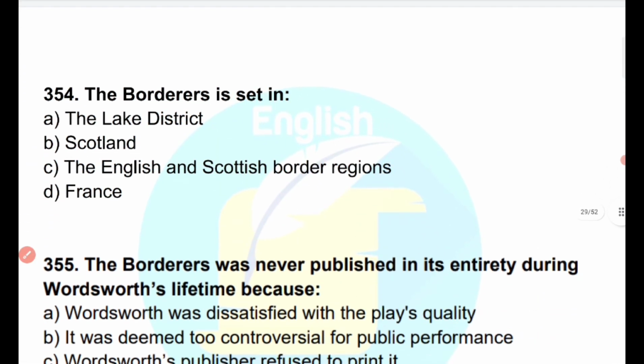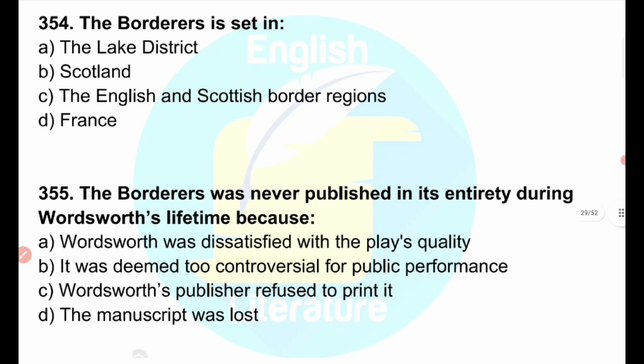The Borderer is set in option C, the English and Scottish border regions. The play takes place in the Anglo-Scottish borderlands during medieval times. The region was historically known for its violence and lawlessness, providing the backdrop for the play's themes of treachery and morality.